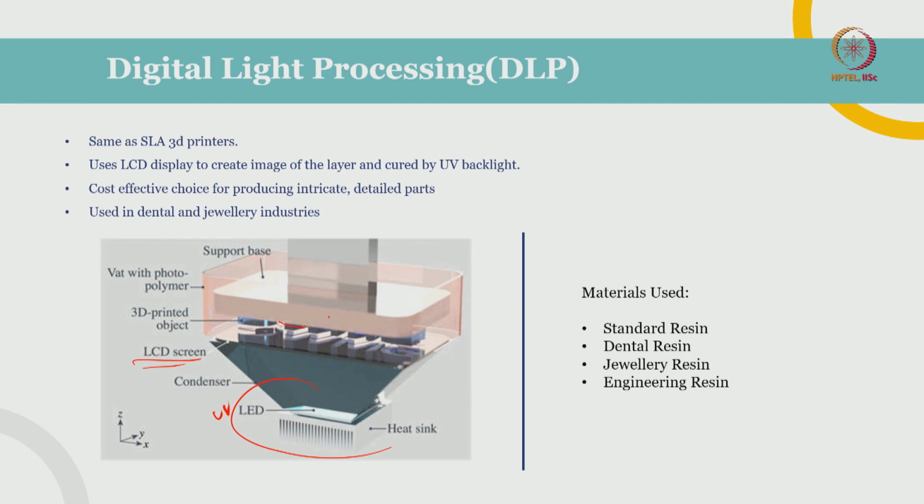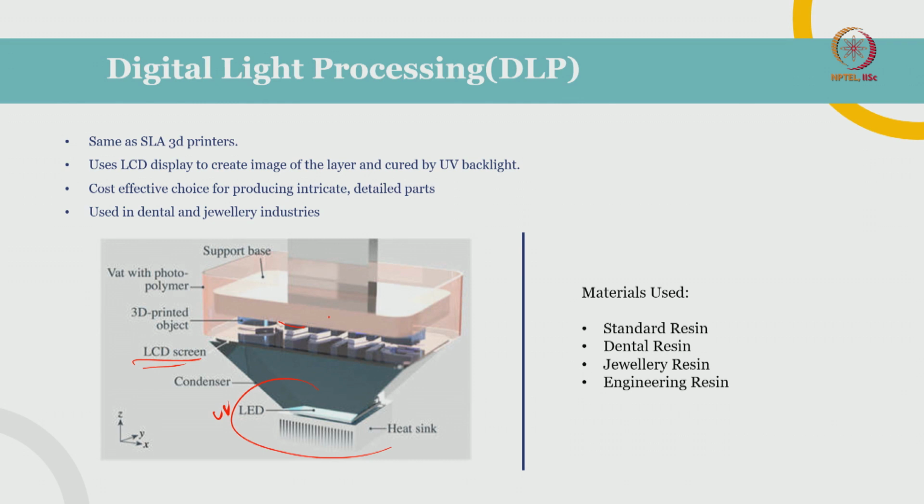Every part will be printed, and once each layer is printed, the print head will move up by 50 micron or 100 micron, depending upon what resolution you give, and then the next subsequent layer will be printed beneath the already printed layer. So this is how DLP printers work. I hope you understand this.